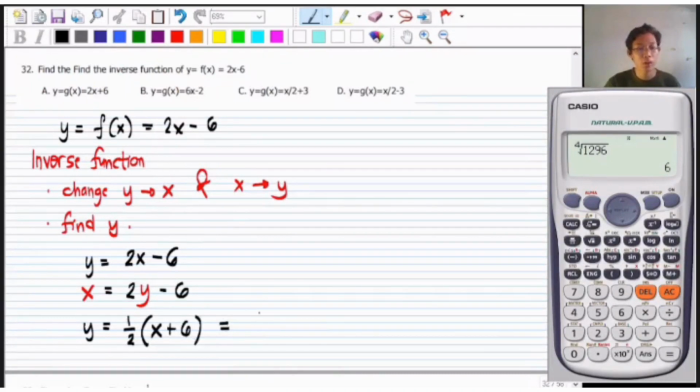Pag sinimplify mo yan, x over 2 plus 6 over 2, or that is 3. So that will be your final. Okay? X over 2 plus 3. That is letter C. Okay, 33.